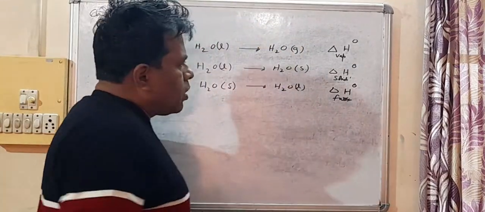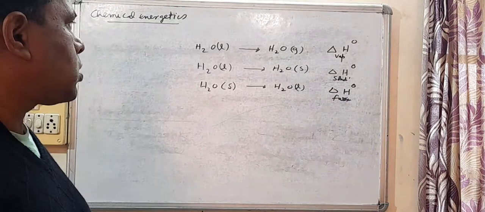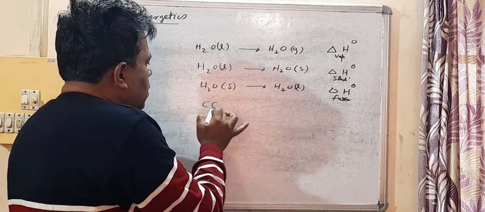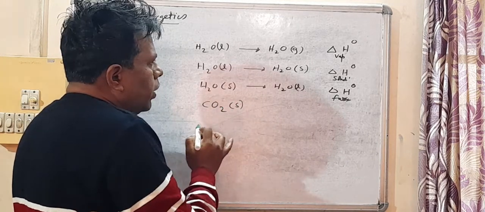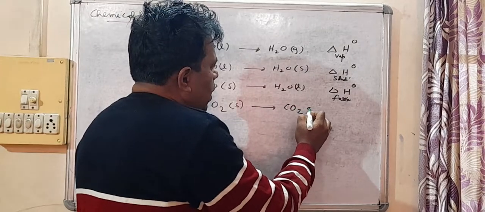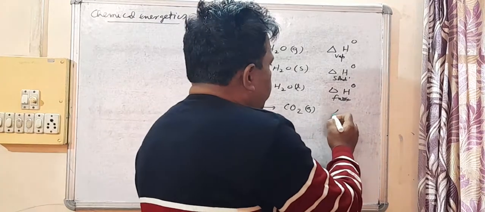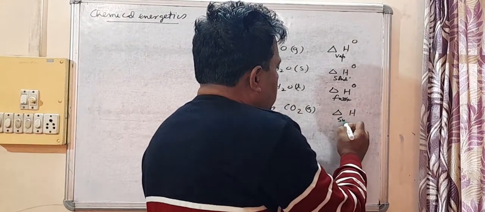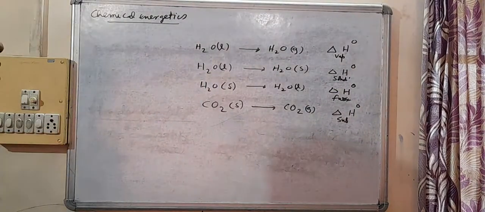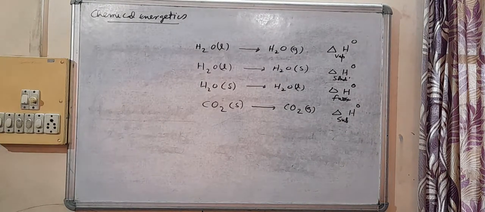So all these are physical processes. Different physical processes have different enthalpies. Say one more: carbon dioxide solid is changing to carbon dioxide gas. So solid to gas directly, this is called the enthalpy of sublimation. So these are the different types of enthalpy involved in physical processes.